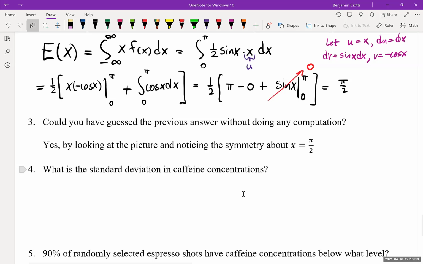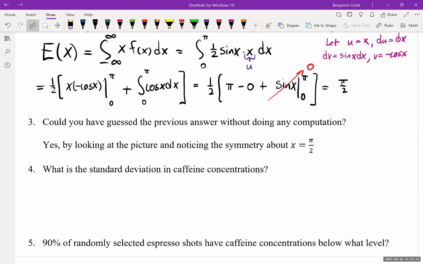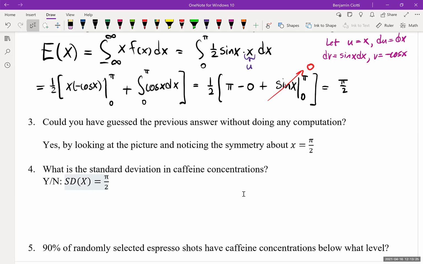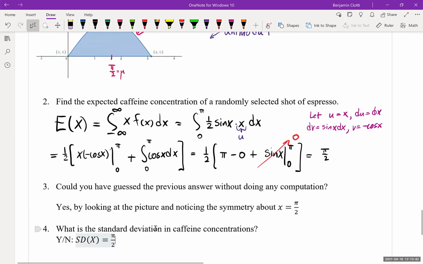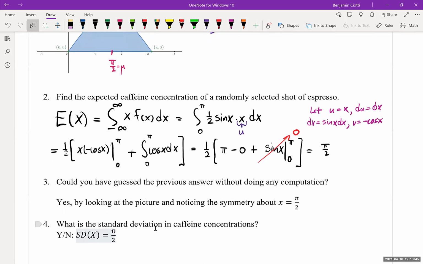Let me pose the class a question. Let's see if anyone already did this. Yes or no? The standard deviation is pi over 2. Yes or no, folks? Just hit the yes or no button.